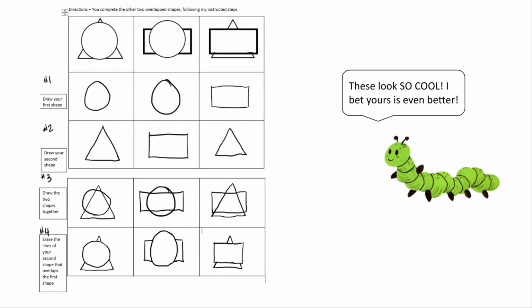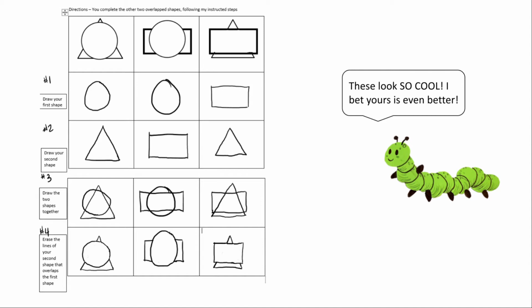And then in the last column, we did the same thing, but the rectangle overlapped the triangle, so we didn't have any part of the triangle showing in the rectangle. Okay, so good job for doing that, guys.